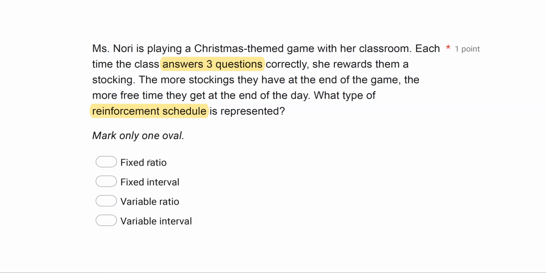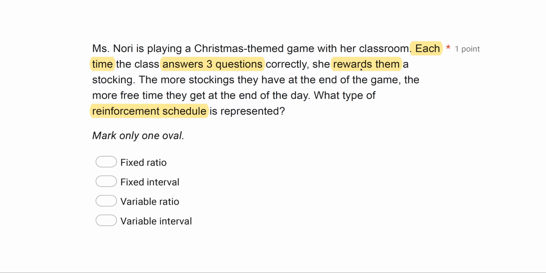Now we ask ourselves, is it fixed or is it variable? Well, fixed means it's not changing. So it's consistently going to be 3 questions. Variable means it could change or it's an average. In this case, every time the class answers 3 questions correctly, they get a stocking. Is the 3-question requirement changing? It's not. Each time they answer 3 questions, they get rewarded.